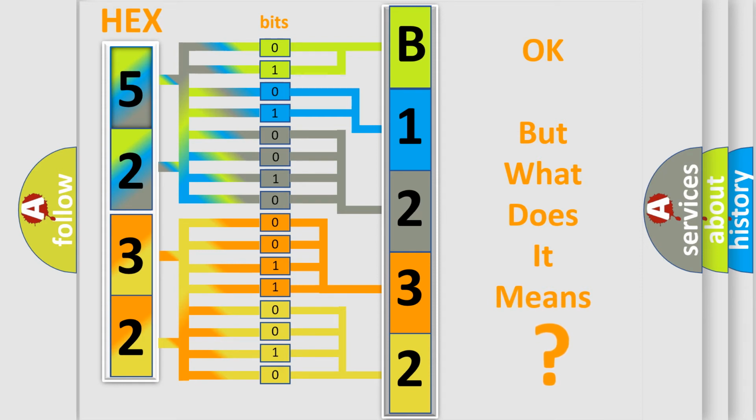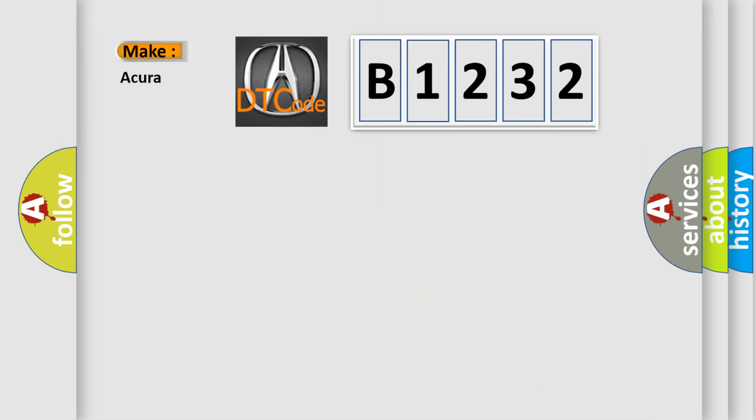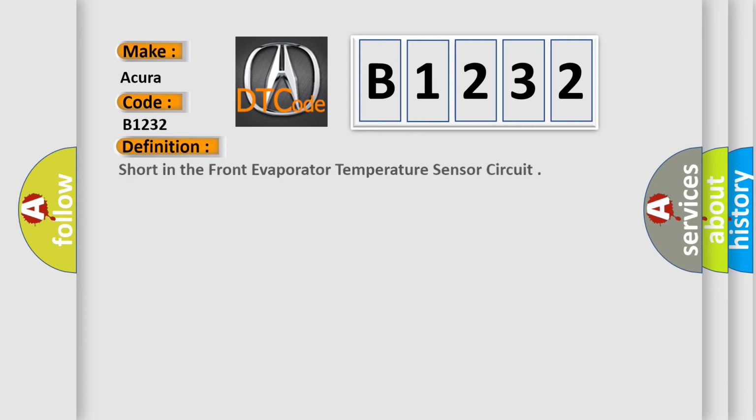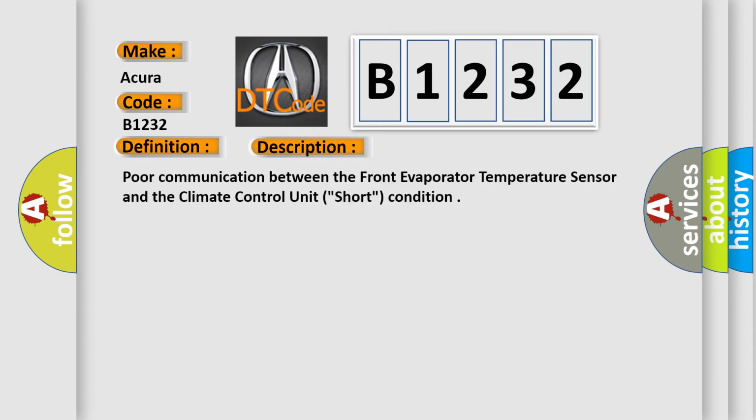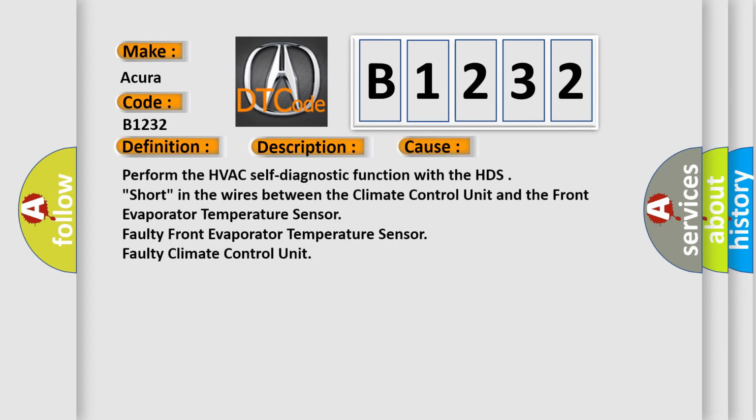The number itself does not make sense to us if we cannot assign information about what it actually expresses. So, what does the Diagnostic Trouble Code B1232 interpret specifically for Acura car manufacturers? The basic definition is short in the front evaporator temperature sensor circuit. And now this is a short description of this DTC code. Poor communication between the front evaporator temperature sensor and the climate control unit, short condition.